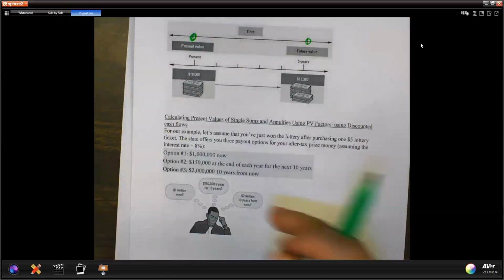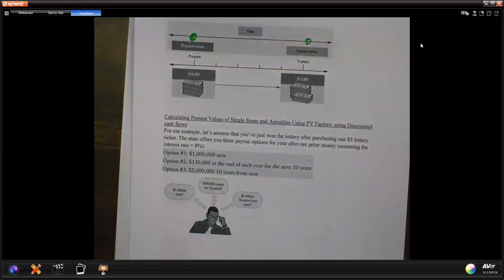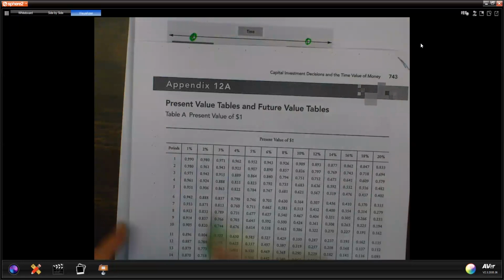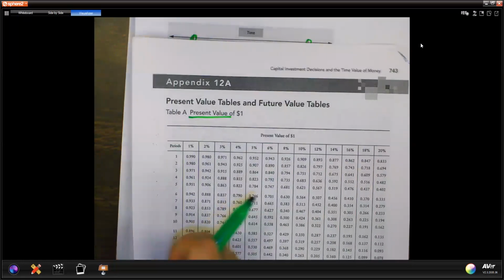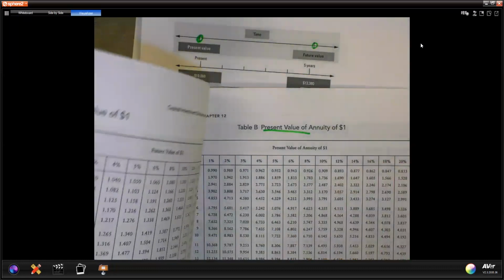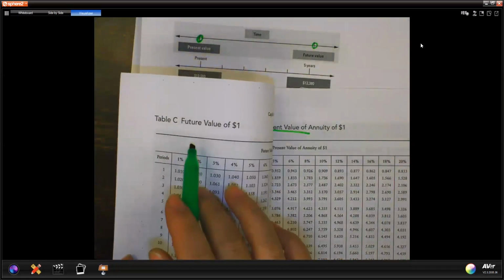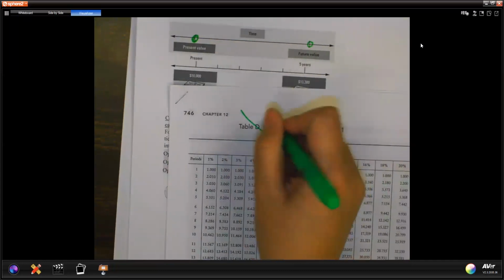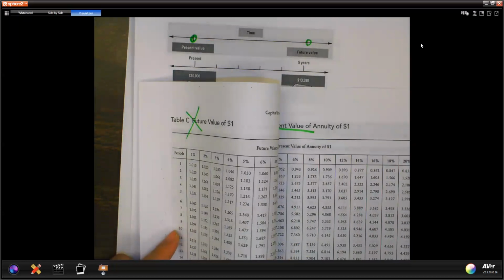Okay, so you have different tables. Let me look at the different tables. You have table A, table B, table C, and table D. I hope you have that. Table A and table B are about present value, so those are the two tables you will need in this class. Table C and table D talk about future value. We do not do future value in our class.